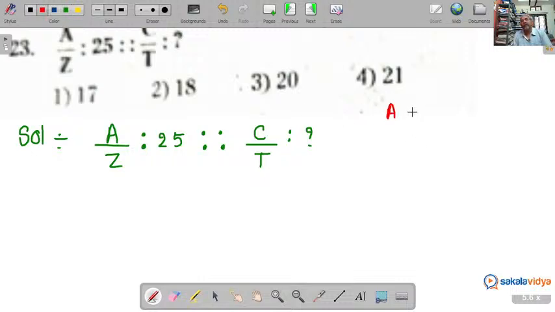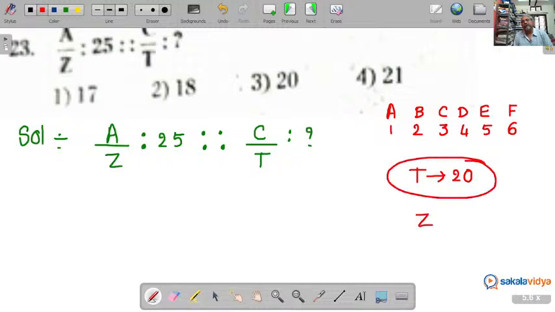A, B, C, D, E, F. Like that we need to remember coding 1, 2, 3, 4, 5, 6. See, always remember T, you know that cricket match T20, T for 20. Remember T is 20, Z is 26th letter, simply you can write.